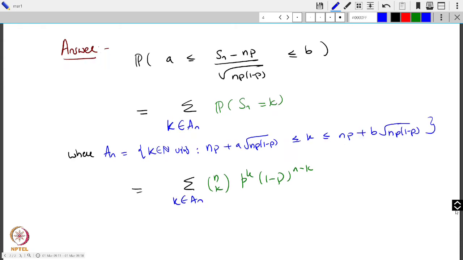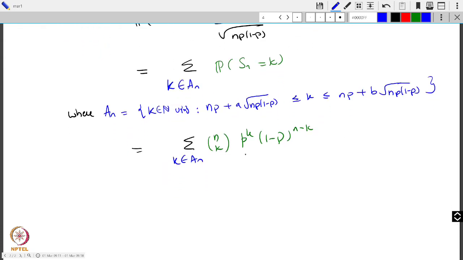So now, once I have this, I can expand, right? This is the same as the sum over k from a to b, and this is just n factorial by k factorial times n minus k factorial, right? And I have p to the power k, 1 minus p to the power n minus k.